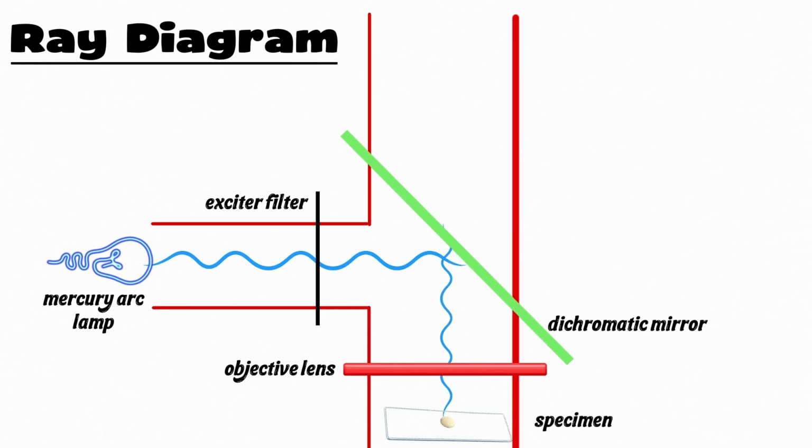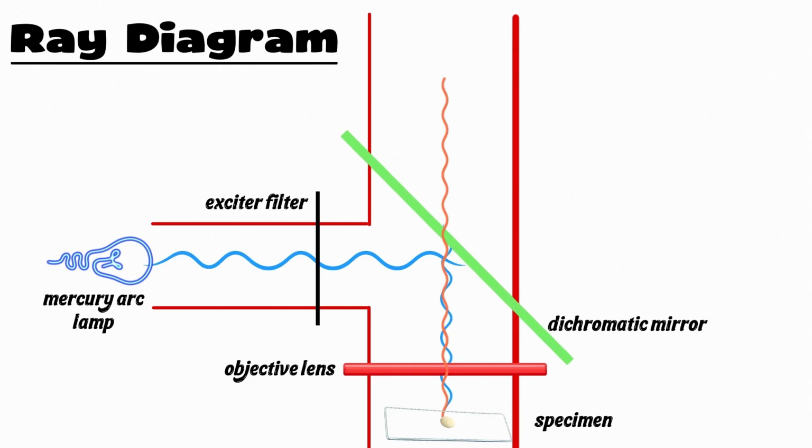In fluorescence microscopy, the objective lens performs a dual function. It focuses the excitation light onto the specimen and later collects the emitted fluorescent light. The specimen is stained with fluorochromes, which are fluorescent dyes that bind to specific cellular components. When the excitation light strikes these fluorochromes, they absorb the energy, become excited, and almost immediately emit visible fluorescent light with a longer wavelength. This emitted fluorescent light travels back through the same objective lens toward the dichromatic mirror.